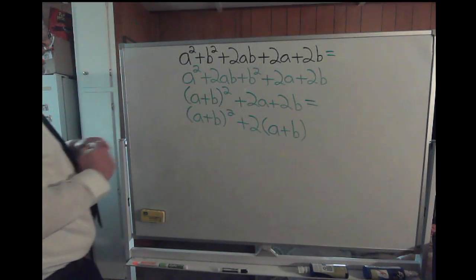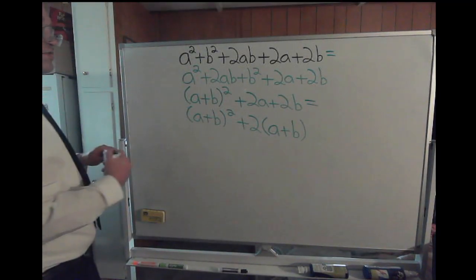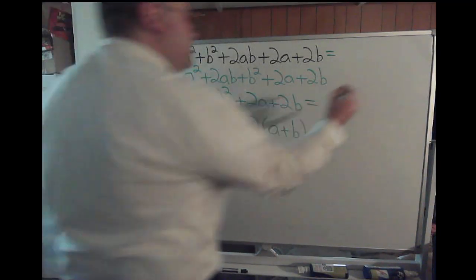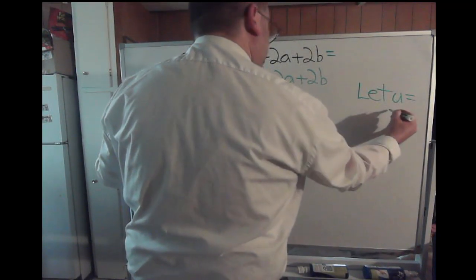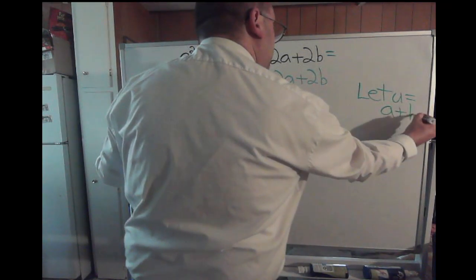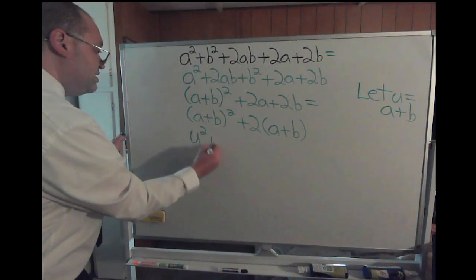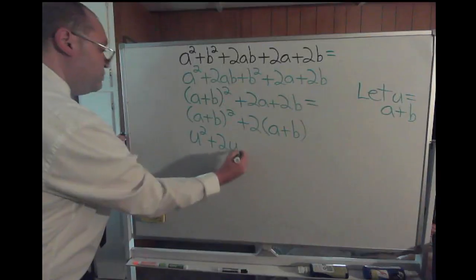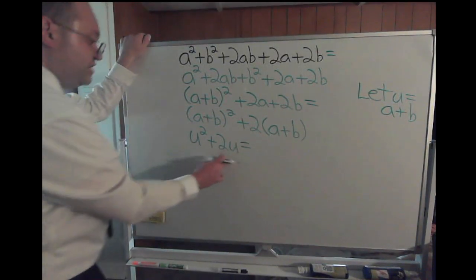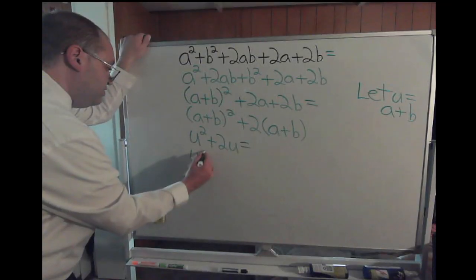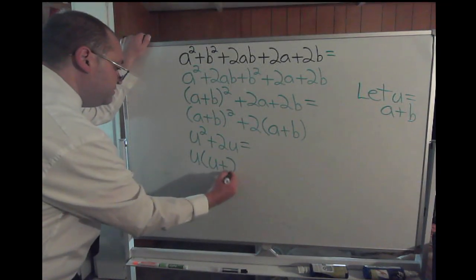All of a sudden now we have 2 terms with a common factor of a plus b. We will let u equal the a plus b. U can be a plus b, so then you would have u squared plus 2 times u. Well, you factor out the common u. u times what equals u squared? That'd be u, then you just have plus 2.